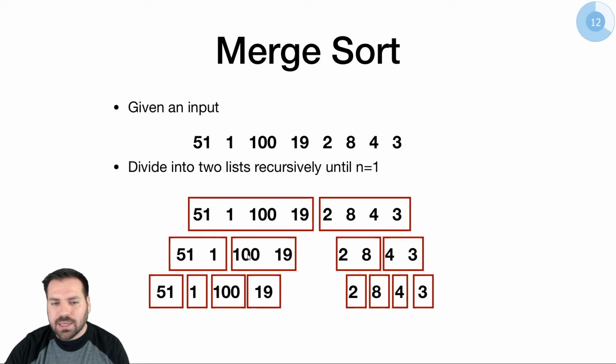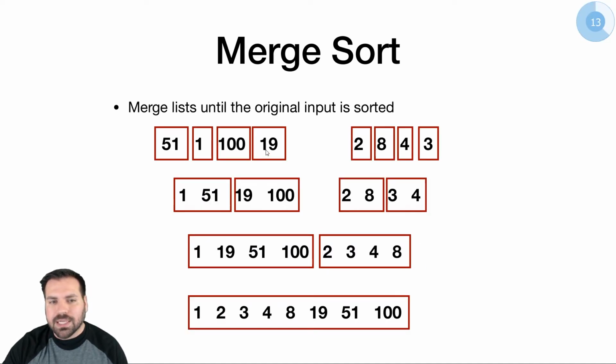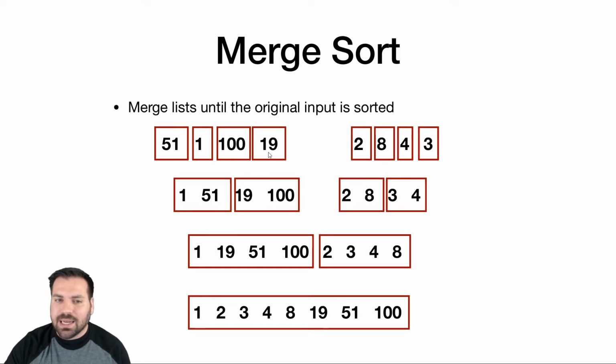This call here that took 100 and 19 made 2 recursive calls. Both of those recursive calls return. Their stack frames are destroyed. We get the return values. And then our task is to sort the list containing 100 with the list containing 19. And we merge those into a single sorted list. Do the same thing here, same thing here.